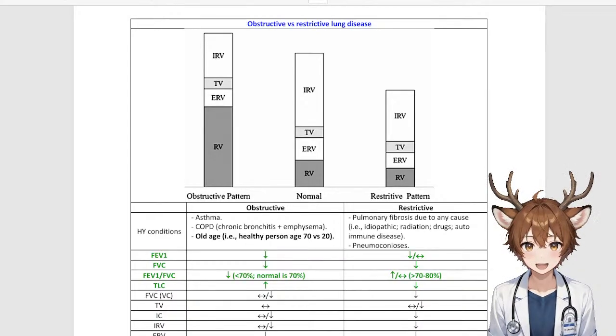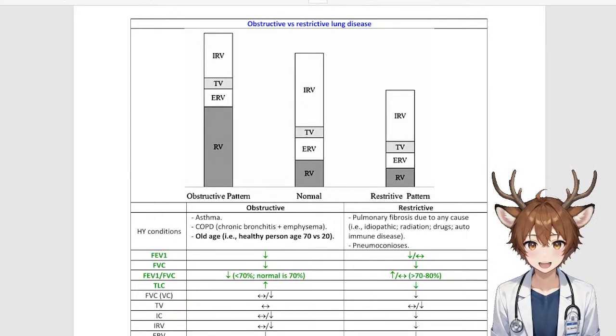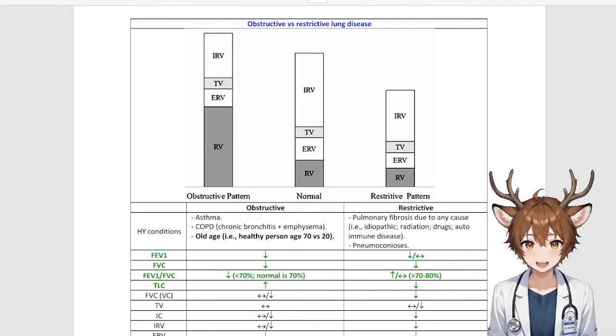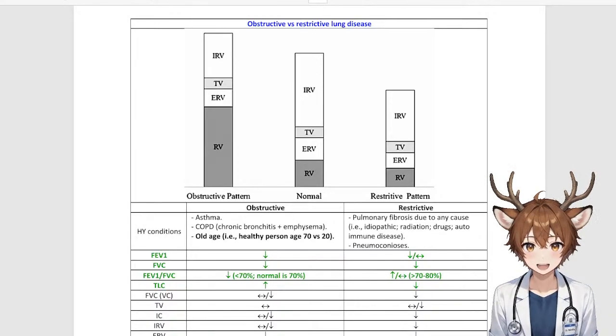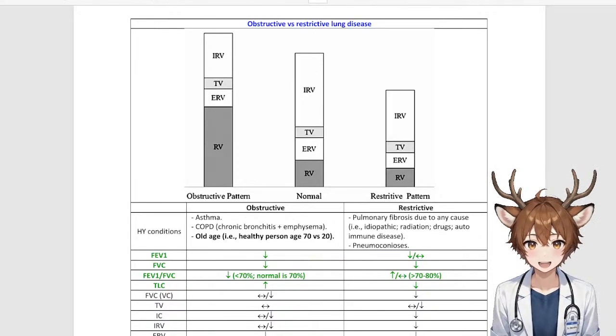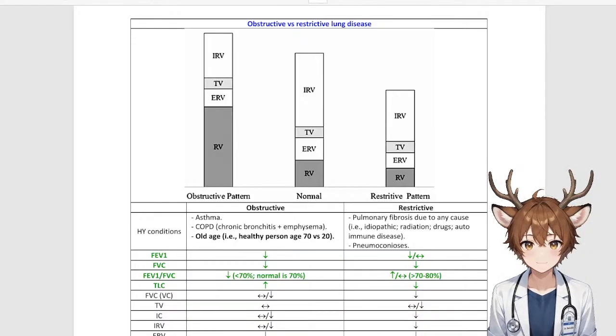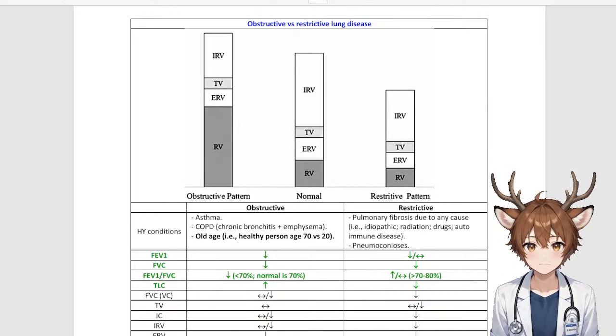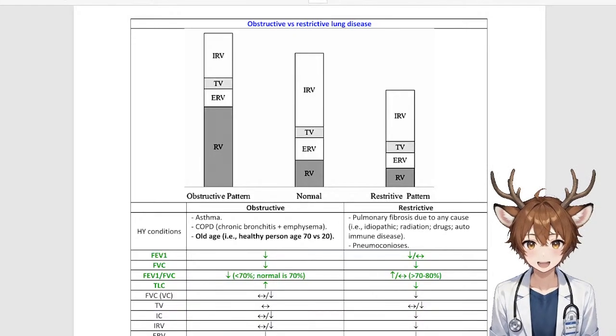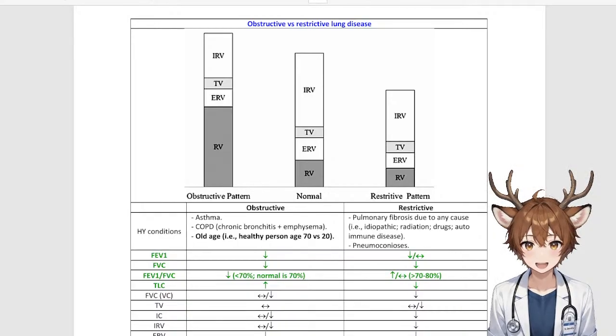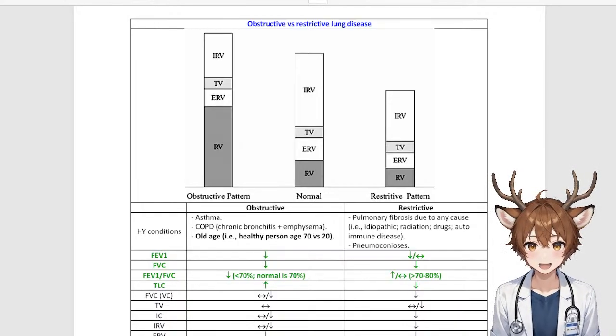Obstructive versus restrictive lung disease. So we have the obstructive pattern, where we have a very large overall total lung capacity with a lot of residual volume, as you can see, which is the amount of air that you can't really get out. Conversely, compared to the restrictive type, there's a limited amount of residual volume compared to normal, but not by a huge difference, but the overall total lung capacity is significantly reduced.